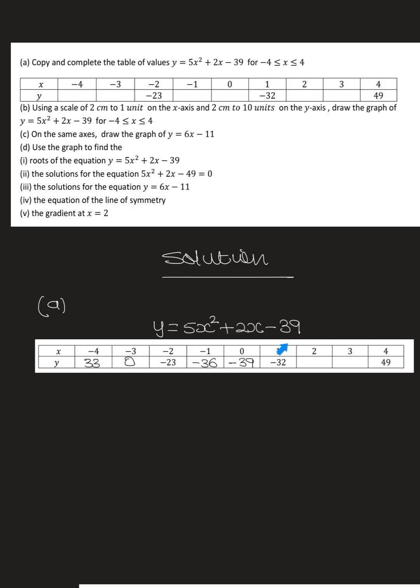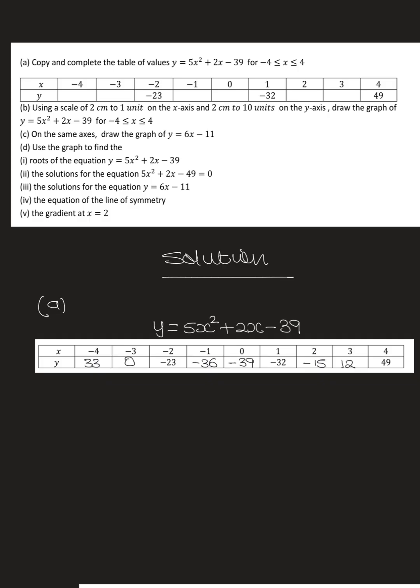We can confirm that when x is equal to 1, y is equal to minus 32. When x is equal to 2, y is equal to minus 15. When x is equal to 3, y is equal to 12. And we can confirm that when x is equal to 4, y is 49. So that is question A.